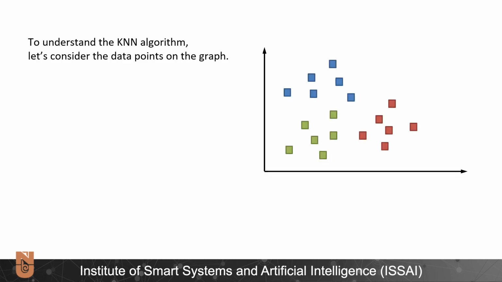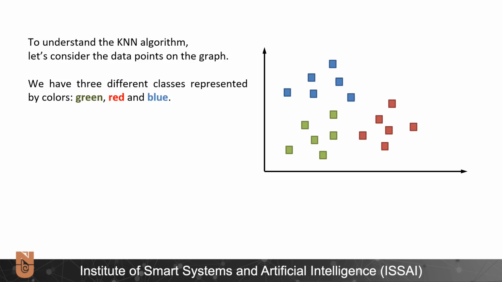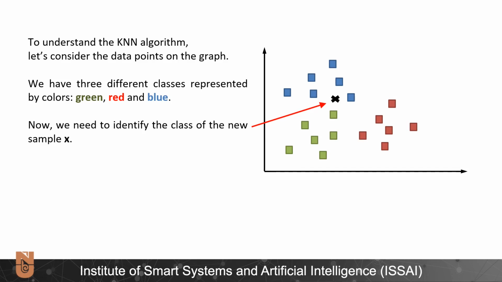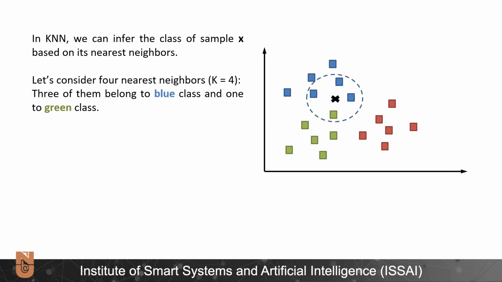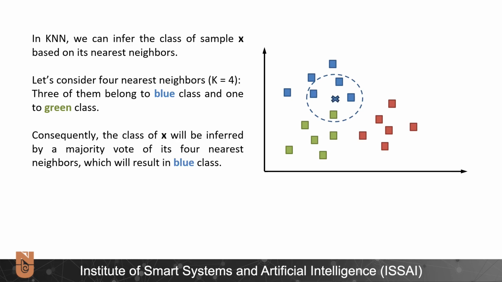To understand the KNN algorithm, let's consider the data points shown on this plot. We have three different classes represented by colors of red, green, and blue. Now we need to identify the class of unknown data point X. In KNN, we can infer the class of this sample point X based on its nearest neighbors. Let's consider four nearest neighbors, k equal to 4. Within the dashed circle, we see four closest nearest neighbors, from which 3 are of class blue and 1 of class green. Consequently, the class of X will be inferred by the majority vote of its four nearest neighbors, which will result in blue class.